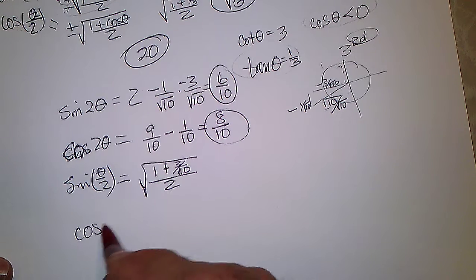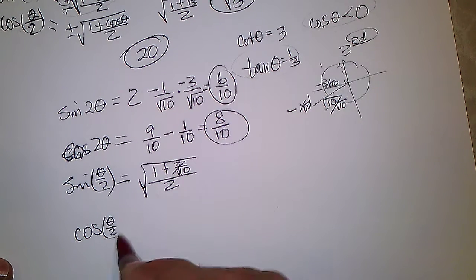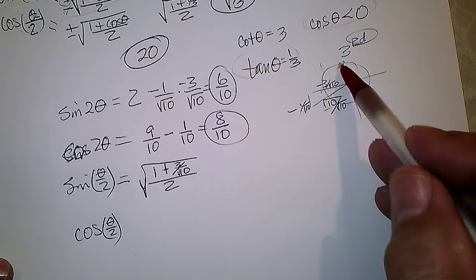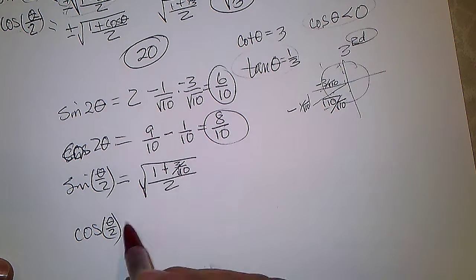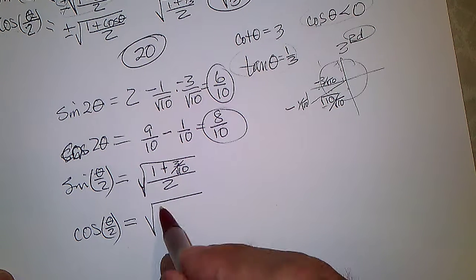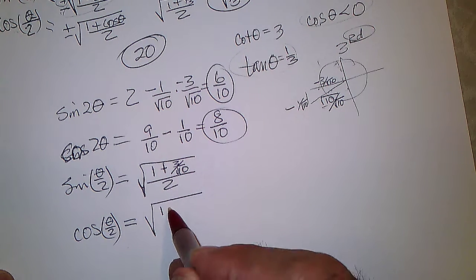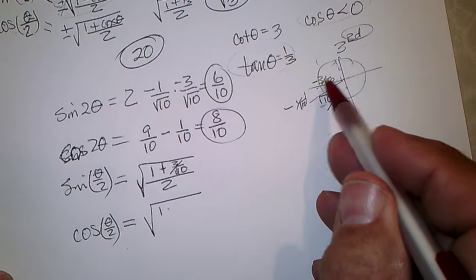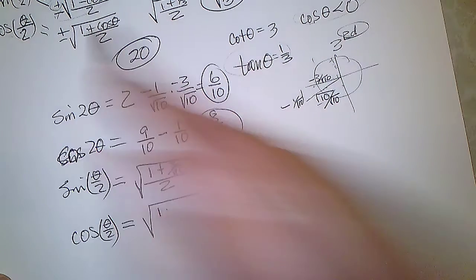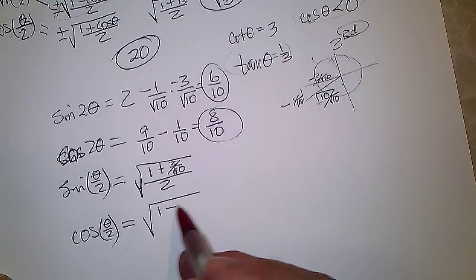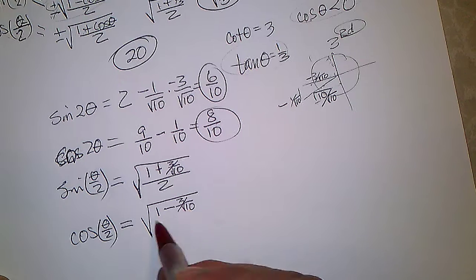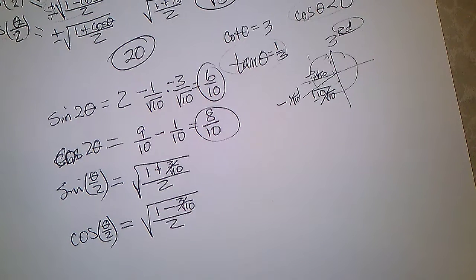And the cosine of theta over 2, the cosine's negative, and if I move to half of it, it's still going to be negative, real small. And it's going to be the square root, and so it's going to be 1 plus a minus, so it's going to be minus the square root of 1 minus 3 over the square root of 10 over 2.